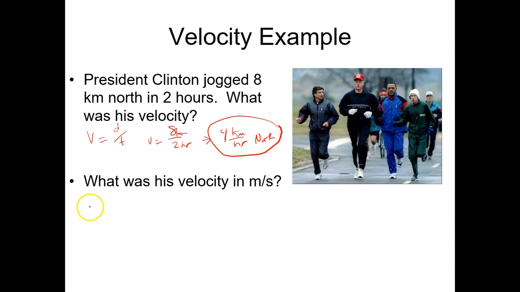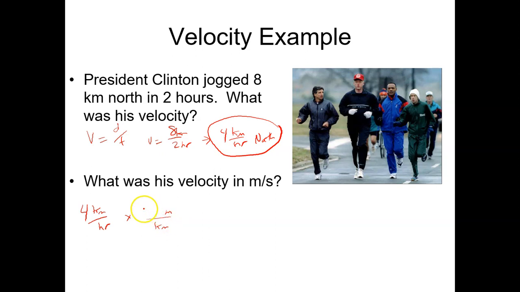So I've got my answer from over here. I have 4 kilometers per hour here. I'm going to convert it to meters per second. So I'm going to do what's called dimensional analysis. I have kilometers at the top, and I need to get rid of that and get meters in its place. So I'm going to have kilometers on the bottom, so it'll cancel out, and meters at the top, because that's what I want.